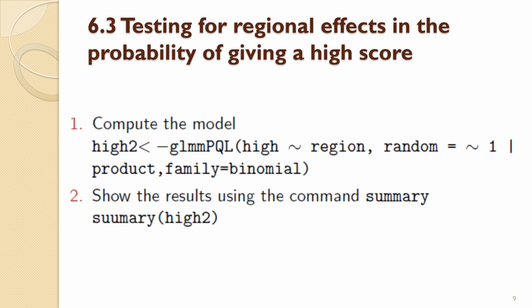This is a generalized linear mixed model fitted by generalized quasi-likelihood, rating high region. The random term, the extra correlation structure, is some correlation caused by repeat measurements from the same hotel. This is what this bit here means, tilde one given product, and then family equals binomial, just to emphasize here that we're trying to fit a probability regression model, not a straightforward regression model.